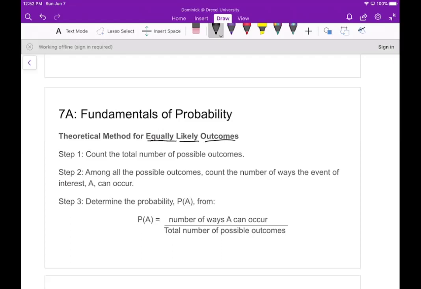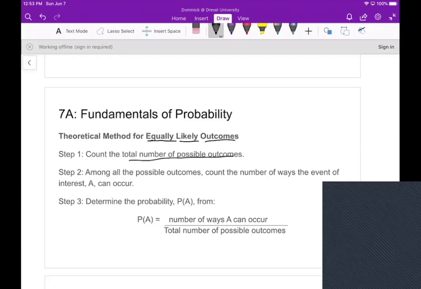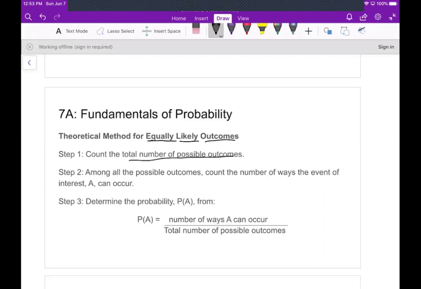So what we do is we count the total number of possible outcomes. And sometimes you might have to list these out, or at least some of them, to get a feel for it. And then the next thing would be to decide among all the possible outcomes, count the number of ways that the event of interest, which we'll frequently denote A, can occur. And then the last thing that you would do is find the probability by taking the number of ways that the event you're looking for can occur, and then we divide that by the total number of possible outcomes.